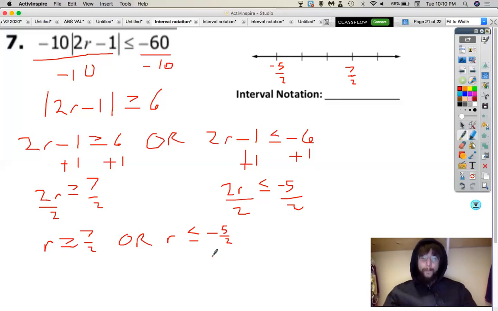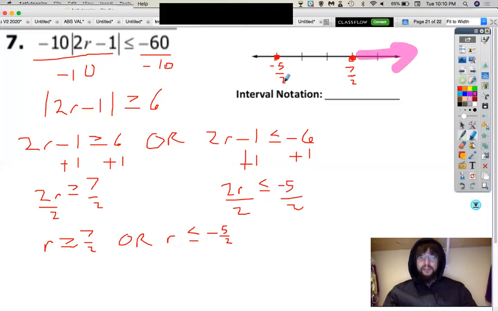It's an or. Okay. Let's do this one. Well, they both include them. Both include solid dots. Solid dots. r is bigger than this thing, so shade to the right, everything bigger than that. And it's less than this thing, so shade to the left.